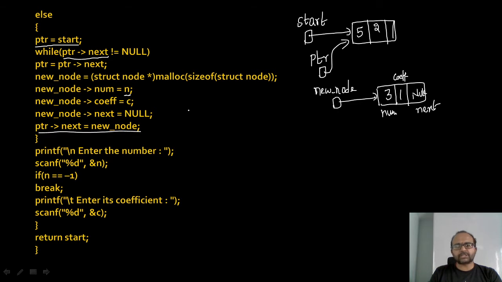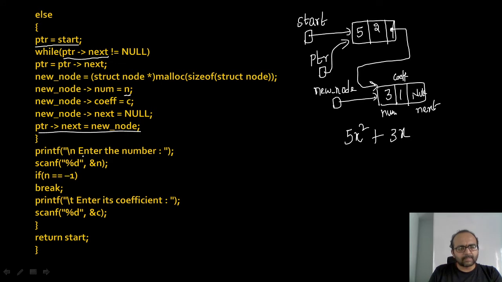ptr arrow next equal to new node, which means this particular pointer will be pointing to new node. This is how a new node is basically added to the linked list. So this is the complete representation of 5x square plus 3x, like this.